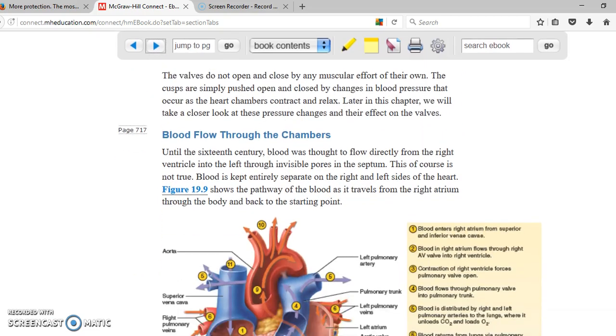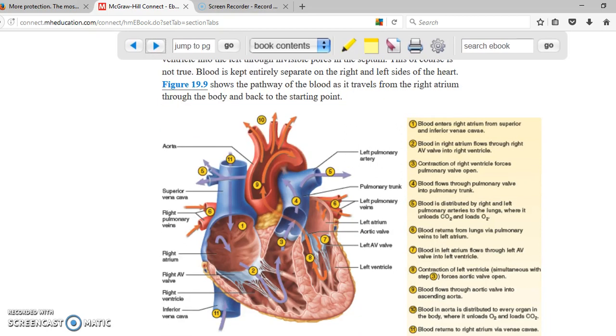The blood that flows through the chambers of the heart, we said we have 4 chambers, okay, and it goes from the atrium to the ventricle in both cases. It goes from 1 to 2, from 2 to 3, and from 3 to 4.